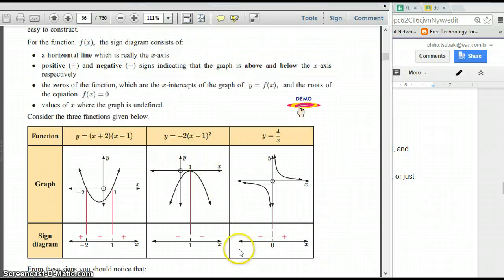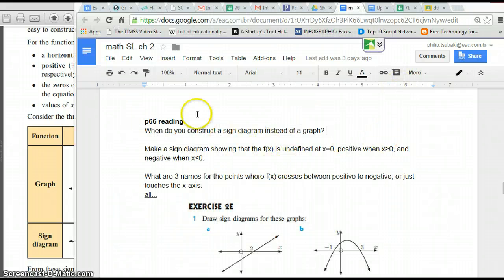Actually, that's right here. Look at this one. So you've got 0, and it's undefined. Since it's undefined, there is an asymptote-like vertical dotted line here. To the left of 0, it's less than 0, so we put negative. And to the right of 0, it's greater than 0, so we put positive. Okay?